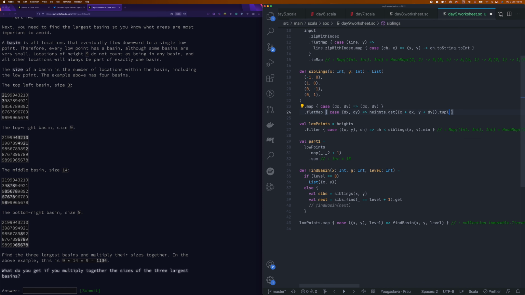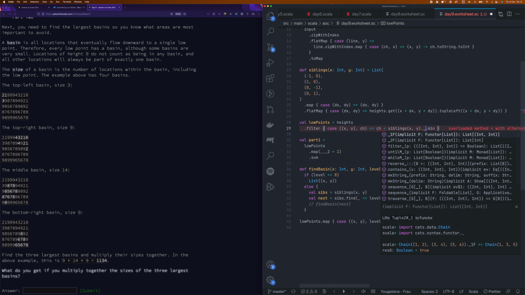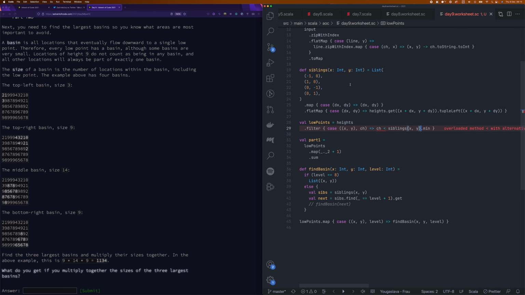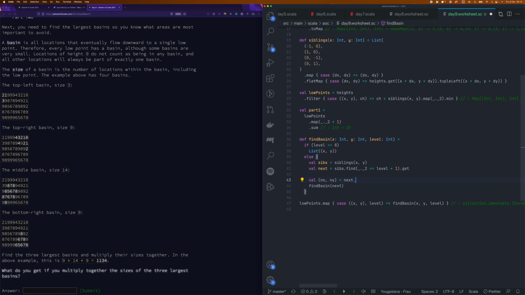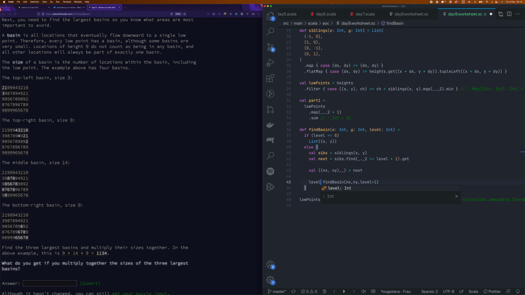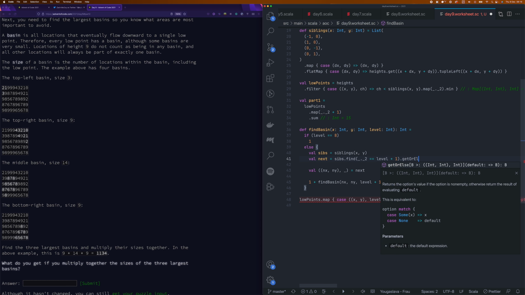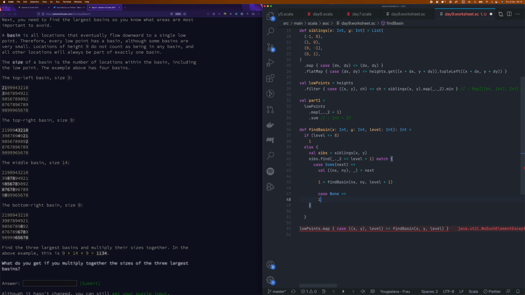At this point, I had to make a change to my siblings function to find not just the positions, but also the values at them. This would make it much easier to implement the second part, because I needed this value, this height, in order to filter the siblings by the right number. And then I also needed the position so that I would know where to recurse, because I would take that position and then look for siblings of that, and so on and so on. So I would just call find basin with the new parameters, of every next sibling, and basically grow the whole basin this way.